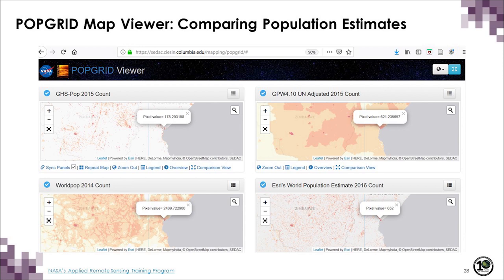We have the Global Human Settlement Layer, or GHS-POP, GPW4, WorldPop, and Esri's World Population Estimate. The screen shows the population in one pixel in or close to the city of Beira, the same pixel in each grid, and we got four different population estimates.